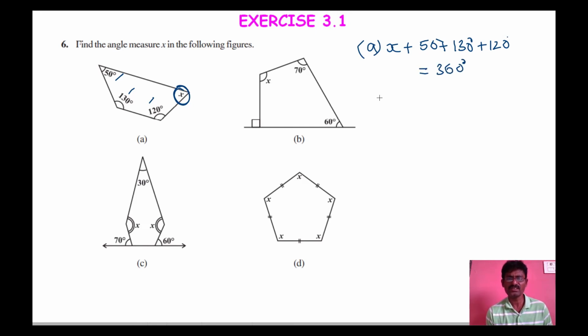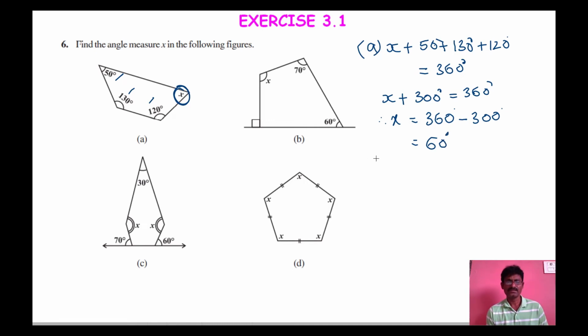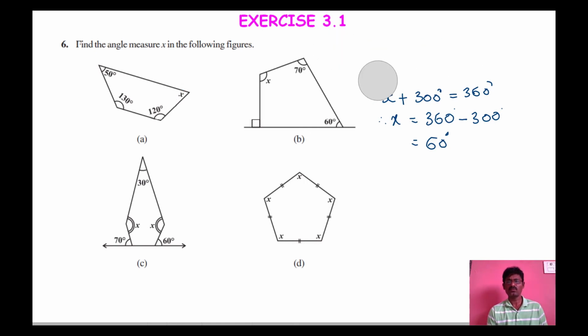Now let us solve this equation for x. So x plus 50 plus 130 means 180. 180 plus 120 is 300. So x plus 300 equals 360. Therefore x equals 360 degrees minus 300 degrees, which is 60 degrees. That is the value of x. Let us go to problem B.